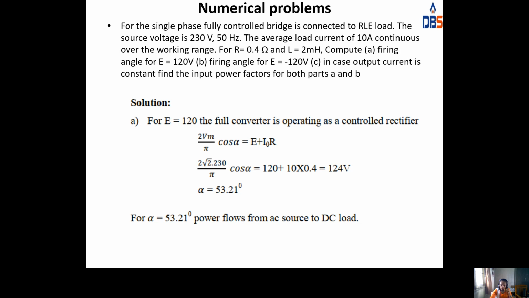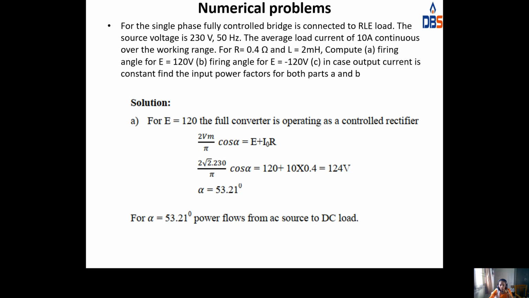So it will be 124 volts. By simplifying, we get alpha equal to 53.21 degrees. So the firing angle at 120 volts will be 53.21 degrees, and power flows from the AC source to the DC load.